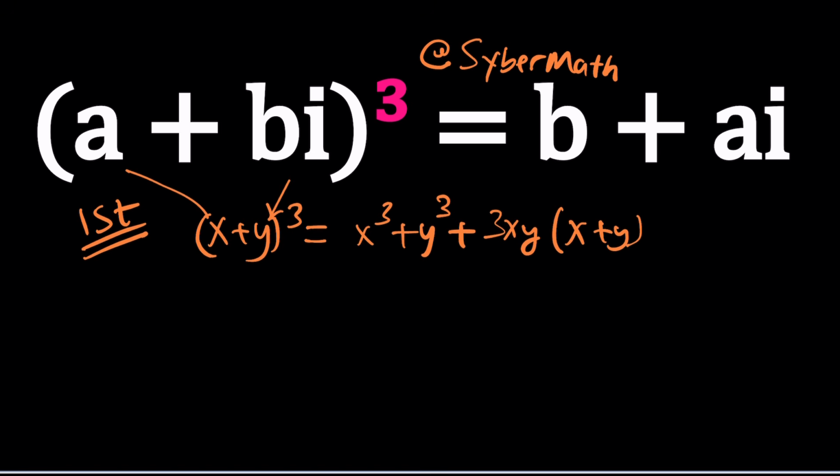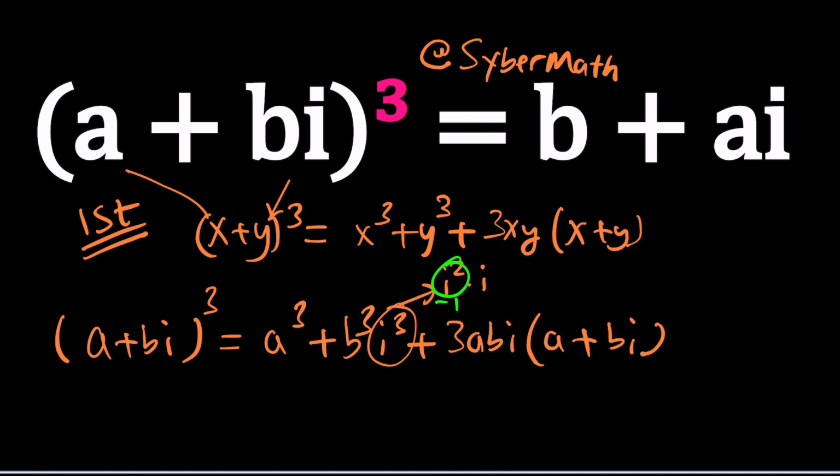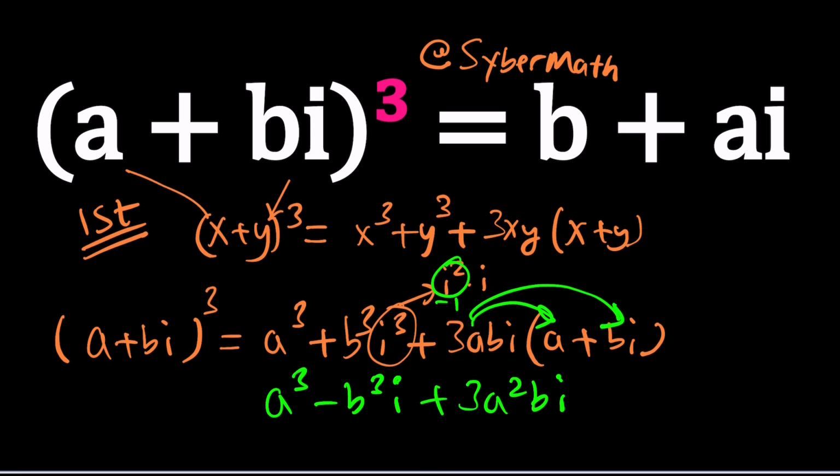So here's what happens. (a plus bi) to the third power becomes a cubed plus b cubed i cubed plus 3abi multiplied by (a plus bi). Now i cubed is i squared times i. By the way, I forgot to say, I'm assuming that you are familiar with complex numbers somehow. But i squared is -1, in case you didn't know. So this becomes -i. It gives us a cubed minus b cubed i. And then here, if you use the distributive property, you get 3a squared bi. And then here you get i squared again, so that gives you a minus sign, 3ab squared.